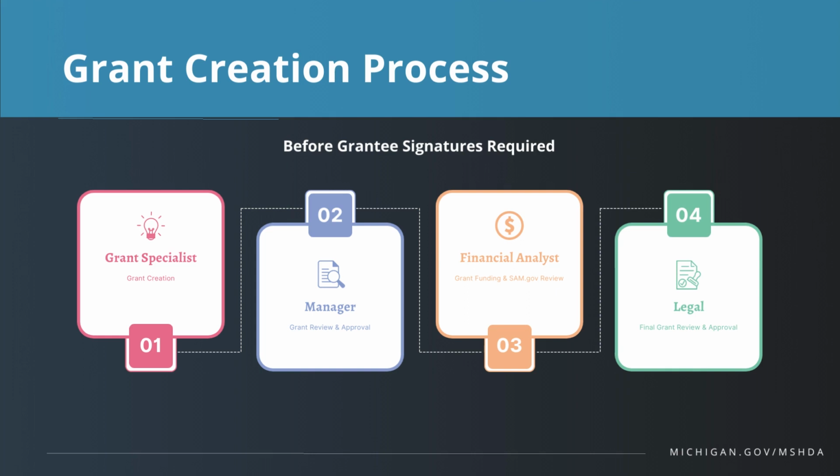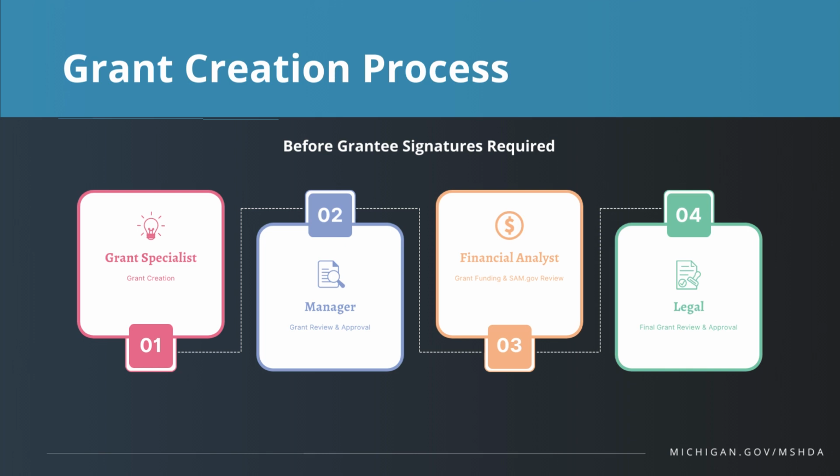The next step is where the grant funding and the agency SAM.gov review are completed. The financial analyst completes the SAM.gov review, and if it comes back that the grantee has an active registration and is not debarred, the financial analyst funds the grant. Once both are complete, the financial analyst will send it to legal for final review and approval.